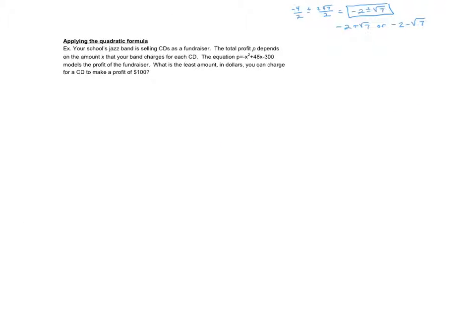Now let's apply the quadratic formula to this problem. Your school's jazz band is selling CDs. The total profit is P, and it depends on the amount your band charges, x. So they've given me this quadratic equation and want me to find the profit. What is the least amount in dollars that you can charge for a CD to make $100 profit? Well, P is 100, so I want to do some substitution for P by putting in 100.